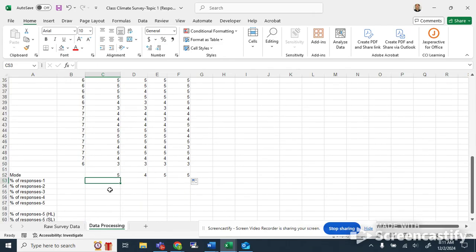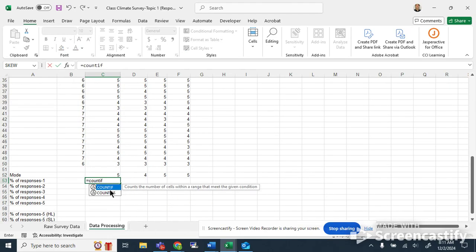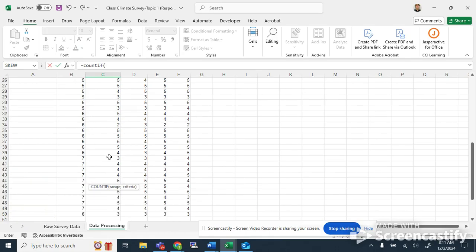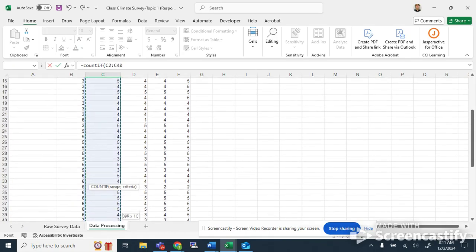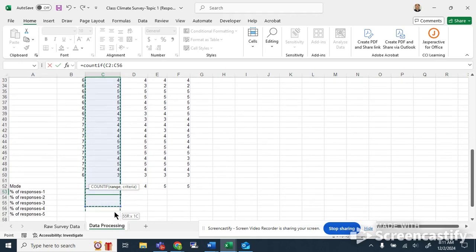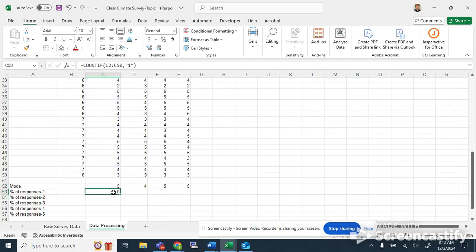The way to do this is the COUNTIF function. Okay, COUNTIF, you tell it the range, and then the criteria, which in my case is 1. You do have to put it in parentheses. It doesn't work otherwise. Basically, what this is telling Excel to do is look at cells C20 to C50 and count the number of cells that have a value of 1. This should be 0.